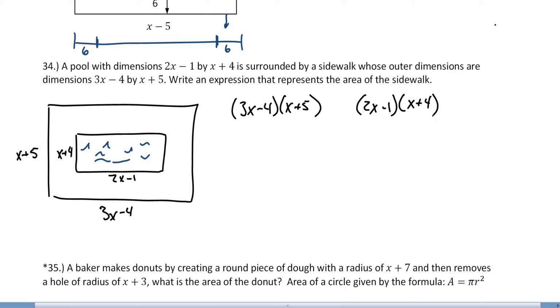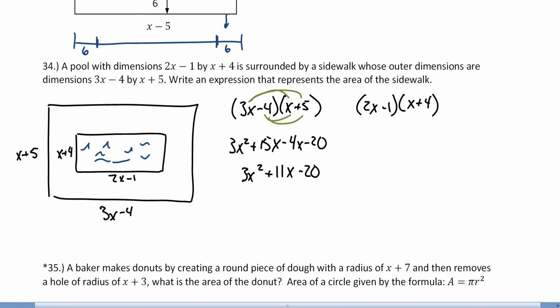And then once I'm done multiplying all those things out, then I'm going to subtract those two polynomials. All right? So here I've got to use my distributive property. Distribute the 3x and then distribute the negative 4. When I distribute the 3x, that gives me a 3x squared plus 15x. And then, again, be careful, distribute the negative 4, so that's a negative 4x minus 20. And then combine like terms: 3x squared plus 11x minus 20.